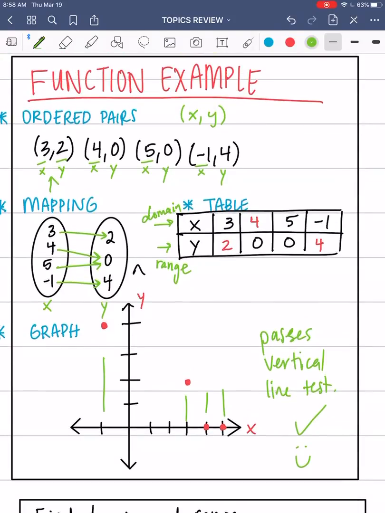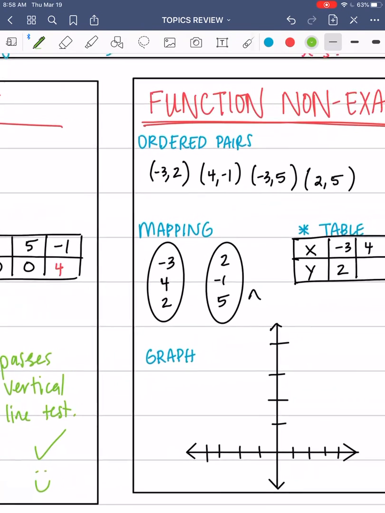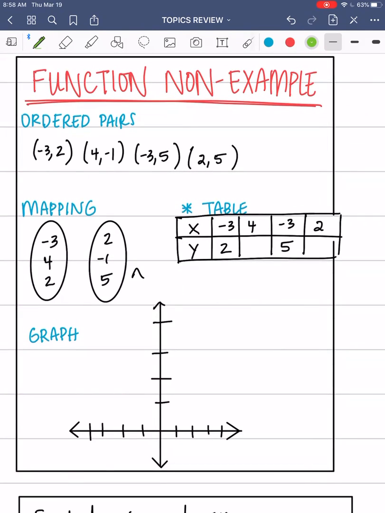Okay, so there's an example of a function. Let's look at an example of a relation, or an assignment, that doesn't pass the function rule, or is not a function. So here's a non-example. Here are the ordered pairs. Negative 3, 2, 4, negative 1, negative 3, 5, and 2, 5. So the problem comes right here.